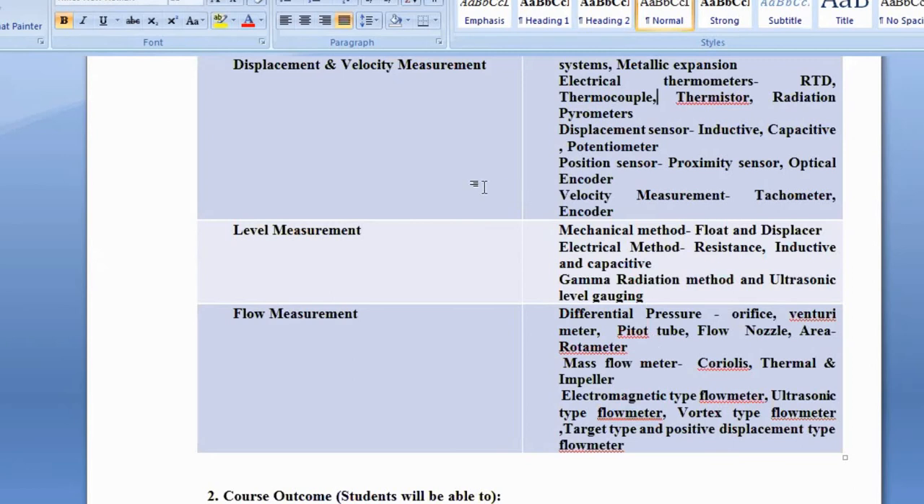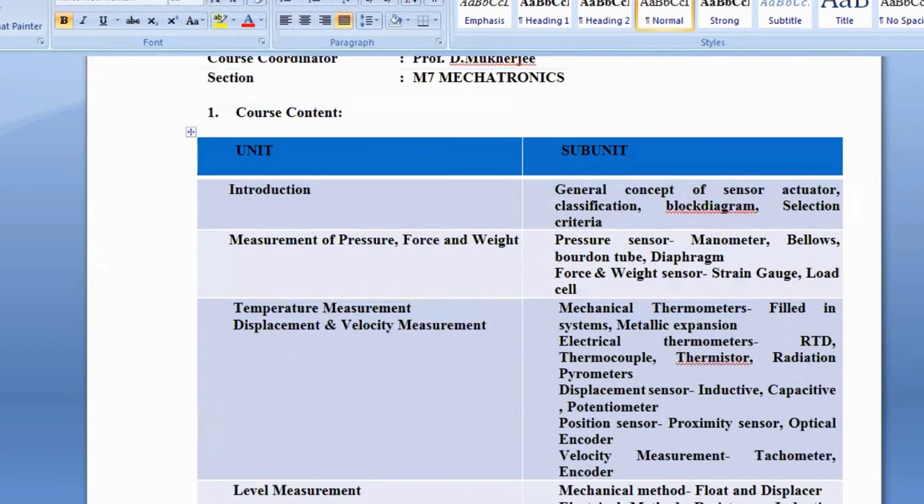Fine. So, is the midsem syllabus okay? Is it clear to you all? It is up to velocity measurements. Chapter 1 introduction, chapter 2 pressure and force, chapter 3 temperature, and chapter 4 displacement and velocity. Understood? Yes. Okay, so up to that.